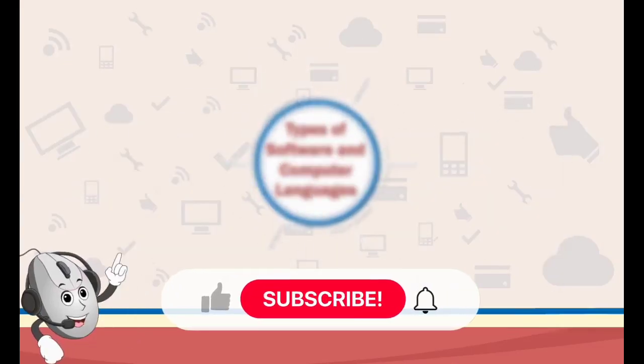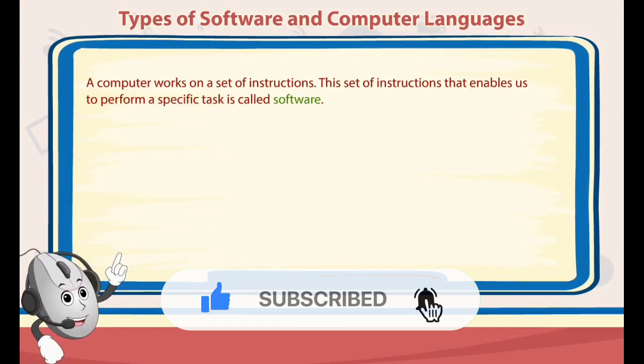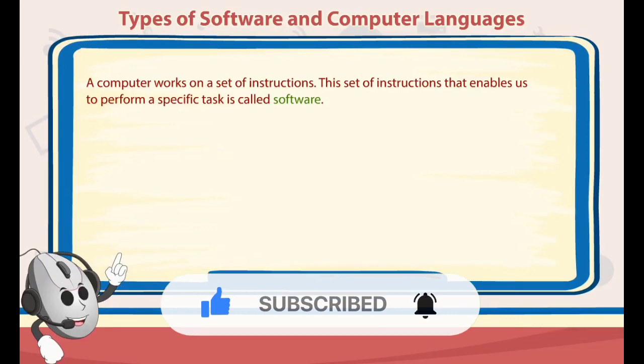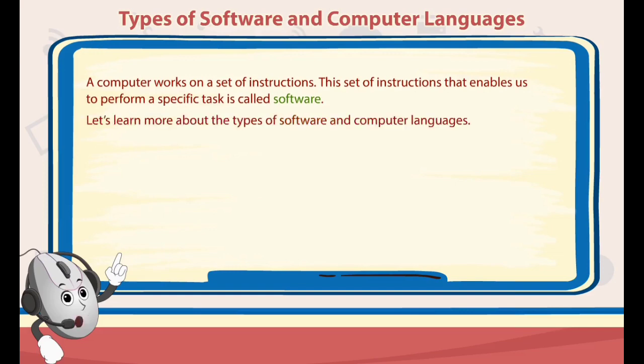Types of software and computer languages. A computer works on a set of instructions. This set of instructions that enables us to perform a specific task is called software. Let's learn more about the types of software and computer languages.